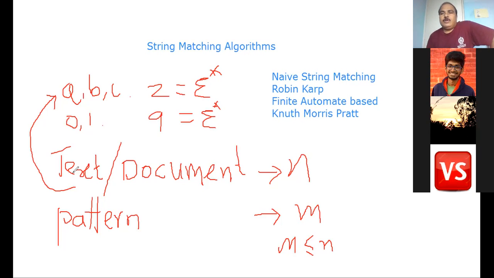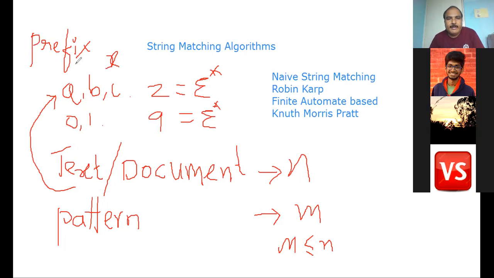Then one more concept, one more prerequisite required, is the prefix. So what is a prefix? The prefix is a substring. For example, X is a string, and if you define W as a prefix, the prefix is always a subset of the string.